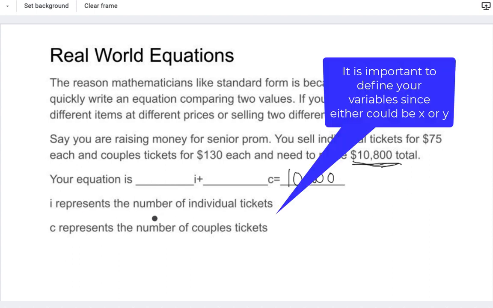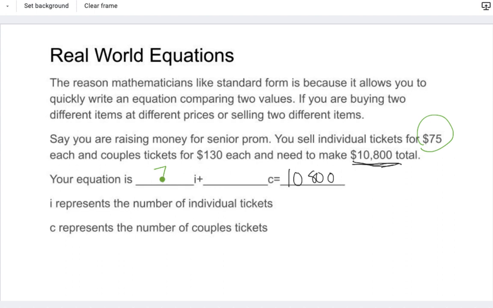So since I is the number of individual tickets, the amount each individual ticket costs is A. So individual tickets are 75. So it's 75 times I. And C represents the number of couples tickets. The amount of money times C is B. So it's 130 times C. So the total amount of money you're going to make is 75I plus 130C. And since you need to make $10,800, that's what the equation equals.